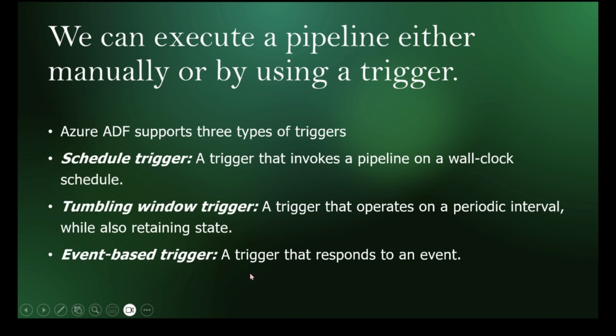Event based trigger, a trigger that responds to an event, for example uploading a file or deleting a file in the storage account. It will support storage event triggers, and also custom events. Custom events is nothing but Event Grid. It's like publish and subscribe: whenever a user publishes some message, if you want to trigger something at that time, that type of trigger we call a custom event trigger.